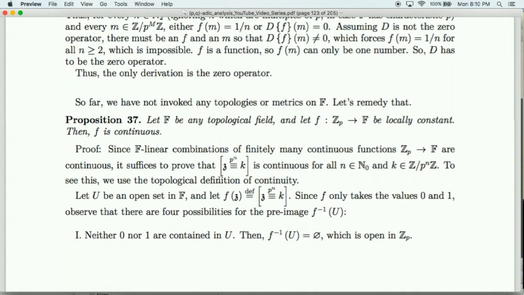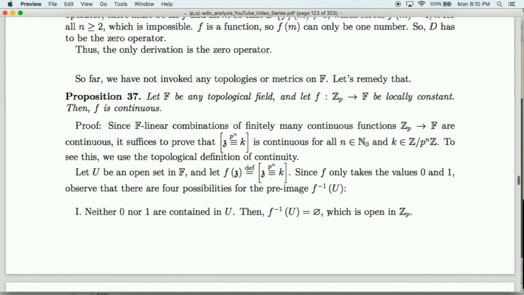And to do this, we're going to use the topological definition of continuity. So let f be this indicator function, and let U be an open set in our field. Since f takes only the values 0 and 1, there are four possibilities for the preimage of U under f.